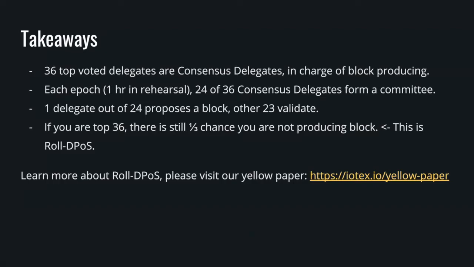And in each epoch, right now in the mainnet rehearsal, which is 1 hour, 24 out of the 36 consensus delegates will form a committee doing the block producing. And one delegate out of the 24 would propose the block, and the other 23 validate. So linking back to the question, if you are in the top 36, there's still a 1/3 chance you are not producing a block. And this is by nature of the Roll-DPoS.